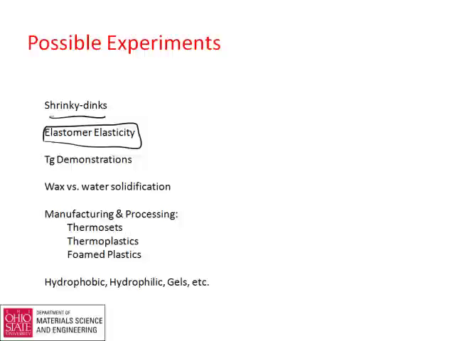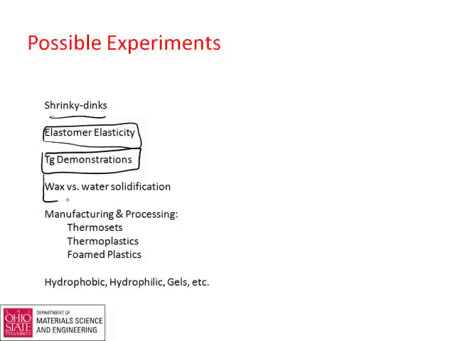Be happy to call me. I can talk somebody through that. You can also demonstrate glass transition temperatures. If you take something like Tygon tube, bring it to liquid nitrogen temperatures, it will become very brittle. You can break it up. It's because you've gone from above to below the glass transition temperature.